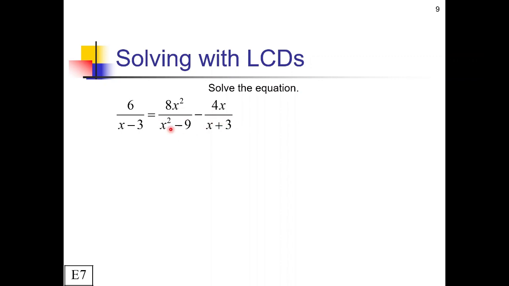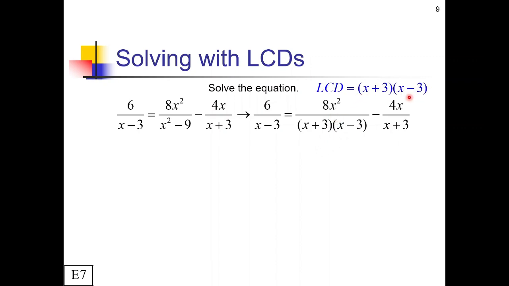I'm going to factor this second fraction, x squared minus 9. I can split that up into x plus 3 and x minus 3, which works out really nice. That's exactly what I have in those other denominators. So my LCD then has an x plus 3 and an x minus 3 in it. All right, well, let me multiply all my numerators by that LCD.